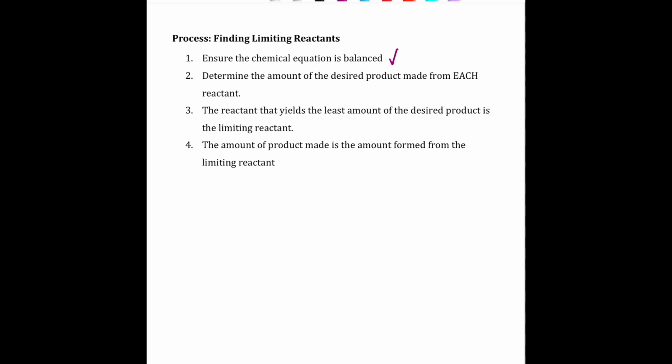Second, we're going to find the desired amount of product made from each of the reactants. So if we have 3 reactants, we have to turn them into the product of interest. Then the reactant that yields the least amount of the desired product is going to be our limiting reactant. We can only make as much as our smallest amount. Then the amount of the product made is the amount formed from the limiting reactant.